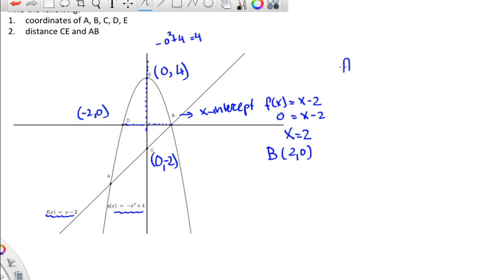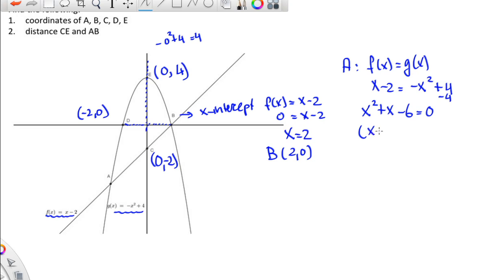Alright, so how do you find A? Well, one way that you can do it is to say that f of x is equal to g of x. So that means that the straight line is equal to the quadratic equation. And then solve this. So bring this across, so that's x squared plus x minus 4, so that becomes minus x is equal to 0. You can solve that by factoring it. It's (x plus 3) times (x minus 2) is equal to 0. So either x is 2, okay, that would be here at B, right? So we don't need that one because that's at B and we already have it. Or x is a negative 3. So the x value for A must be a negative 3.